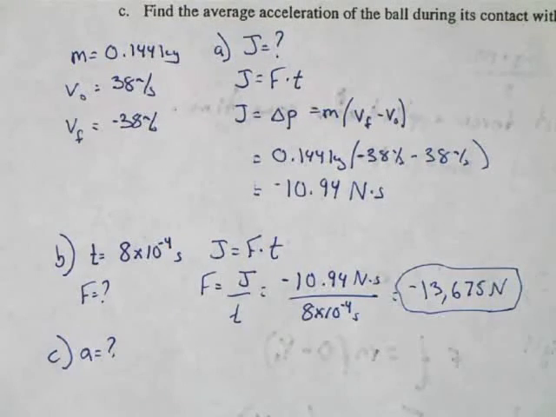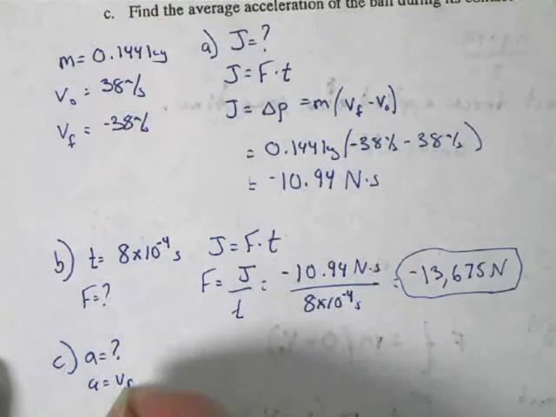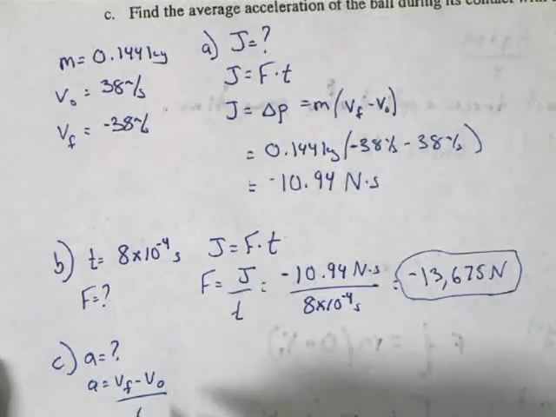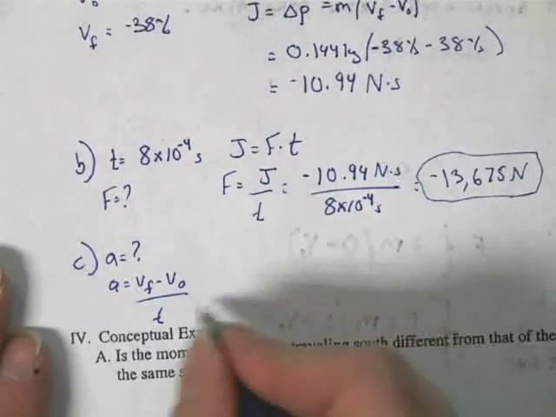Okay, so that's part B. Part C, it says find the average acceleration of the ball during its contact with the bat. So my unknown is acceleration. They're not giving me any more givens. I have everything now that I need. There's actually 2 ways to do this. Someone come up with one way to find acceleration. What's one way?